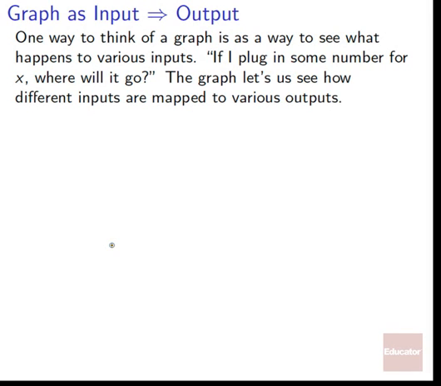One way to think of a graph is as a way to see what happens to various inputs. If I plug in some number for x, where does it go? What happens to this number? The graph lets us see how various inputs are mapped to various outputs. We get to see a whole bunch of inputs getting mapped to a whole bunch of outputs all at the same time. That's what a graph is showing us.